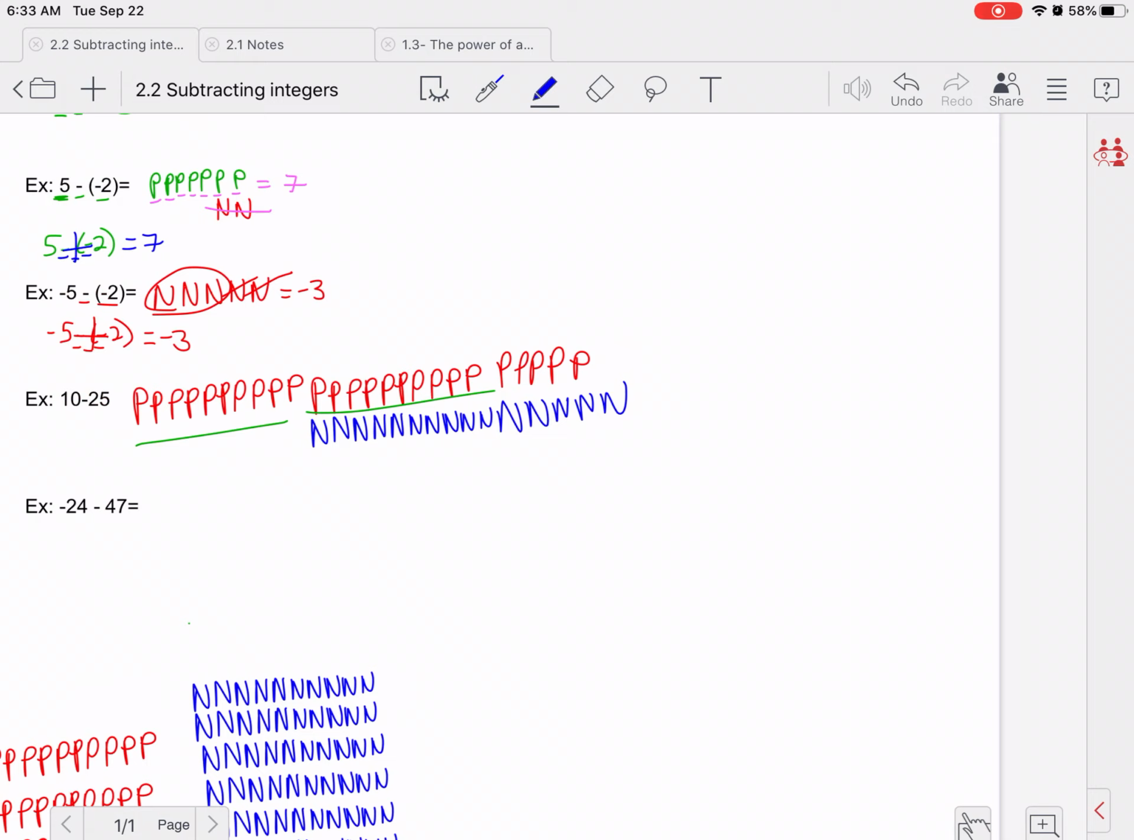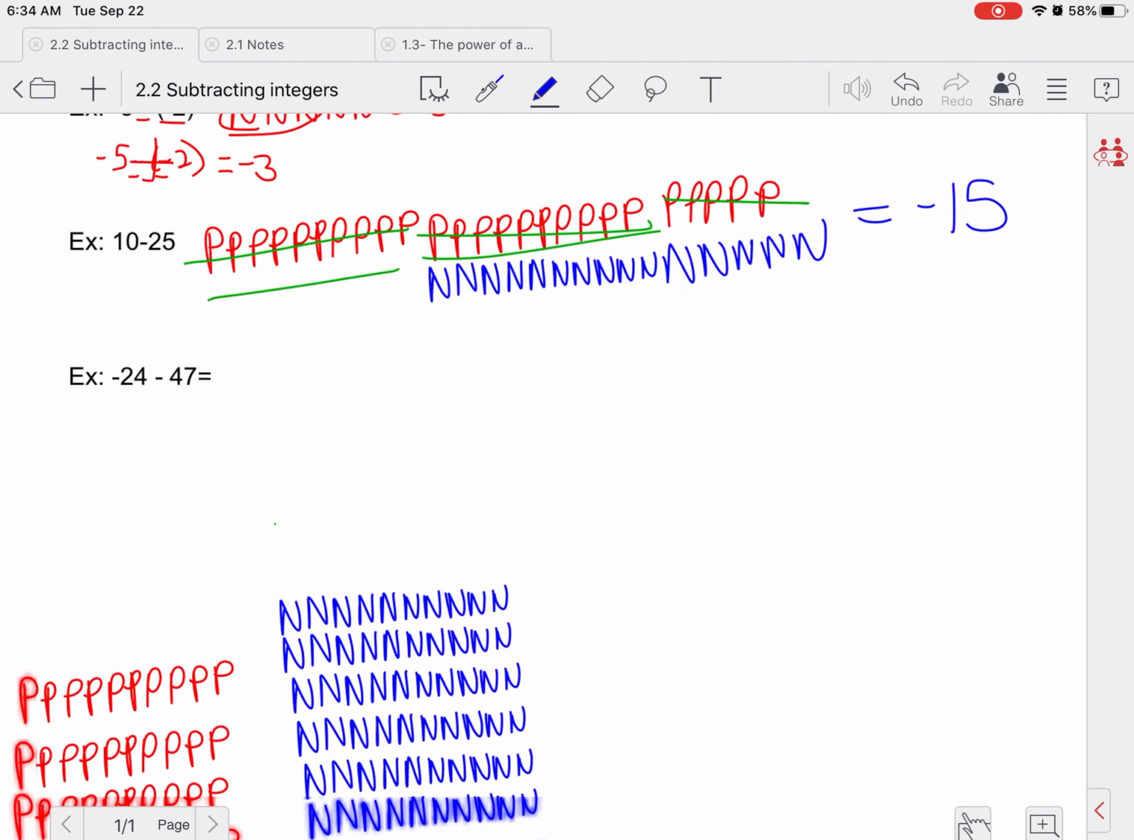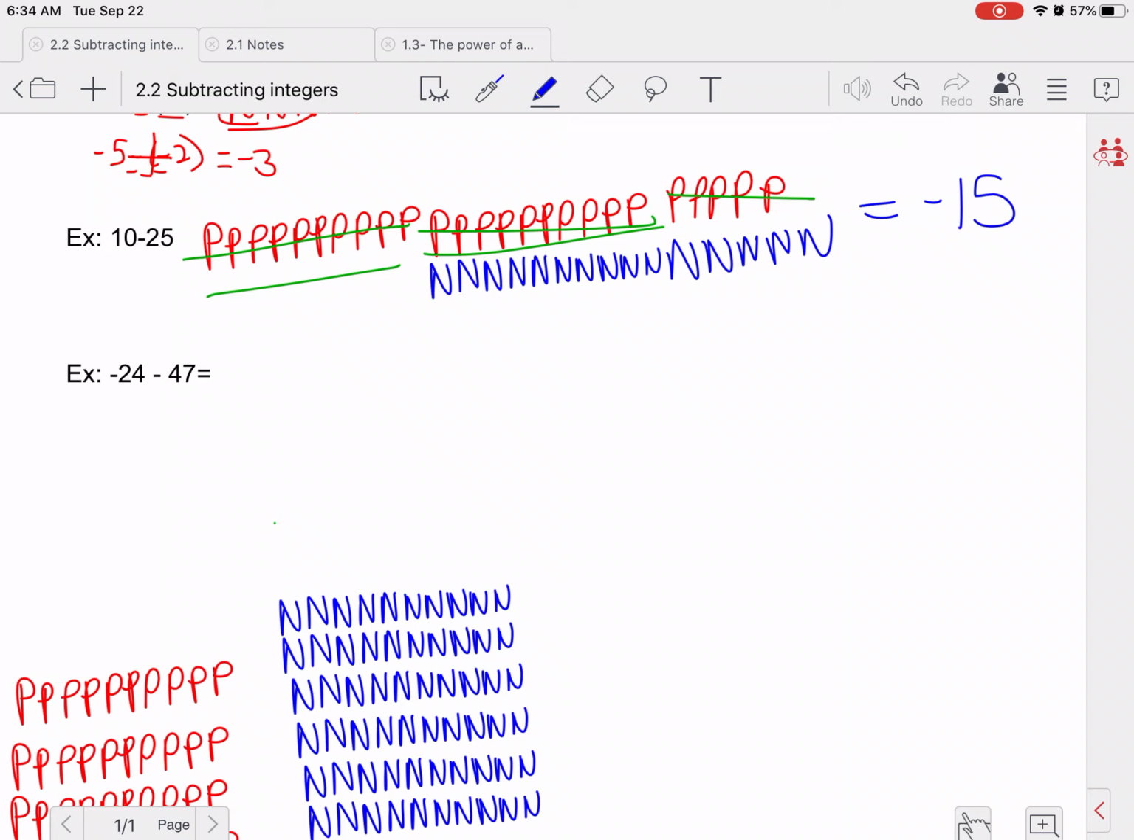So again, we're still at 10 positives right now, because if I cancel out all the p's and n's that match up, that would still leave me with 10. Now I have 25 positives to take away. So I took away 25 positives. So I'm left with 15 negatives. So my answer is negative 15. Which again makes sense because if I have $10, and subtraction always means I'm spending money, $10 take away 25 would mean I'm $15 in debt. Okay, because I paid off my $10 and I still owe $15.